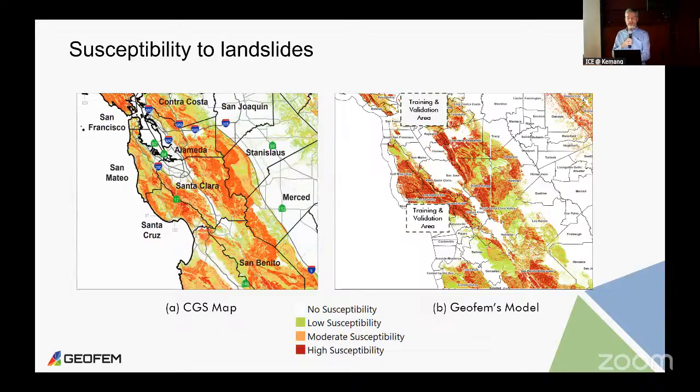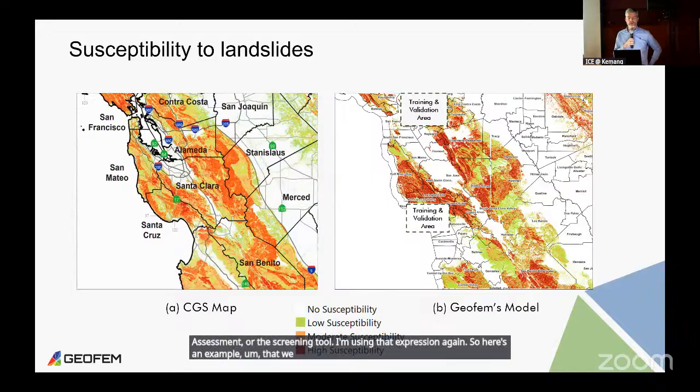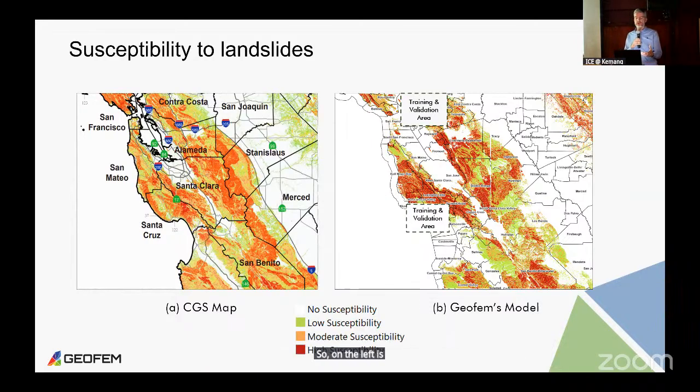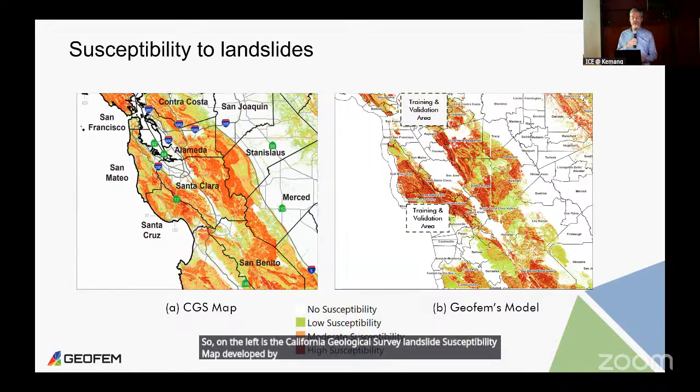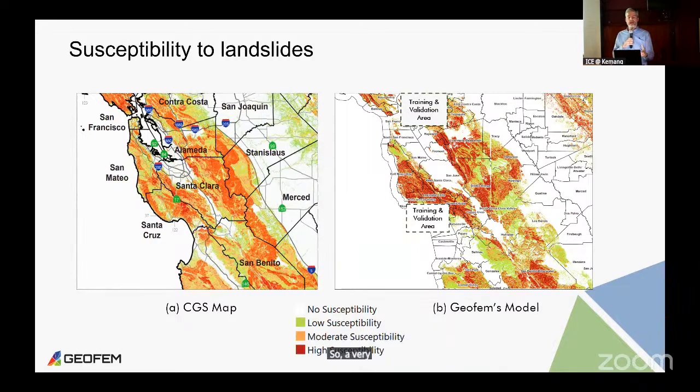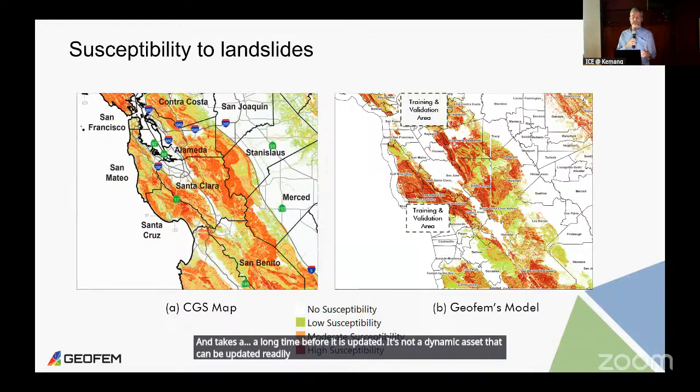So here's an example that we used in the development of the landslide susceptibility algorithm. So on the left is the California Geological Survey landslide susceptibility map developed by conventional means. So a very valuable asset, but something that takes a long time to develop and takes a long time before it is updated. It's not a dynamic asset that can be updated readily.